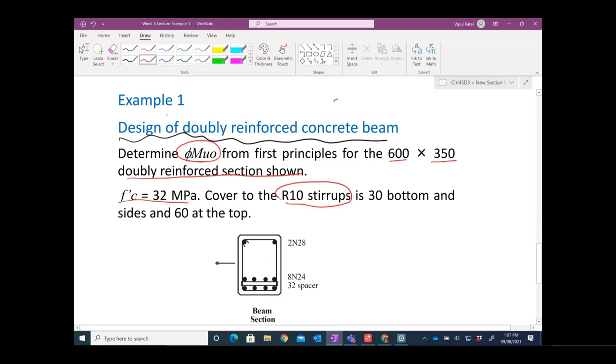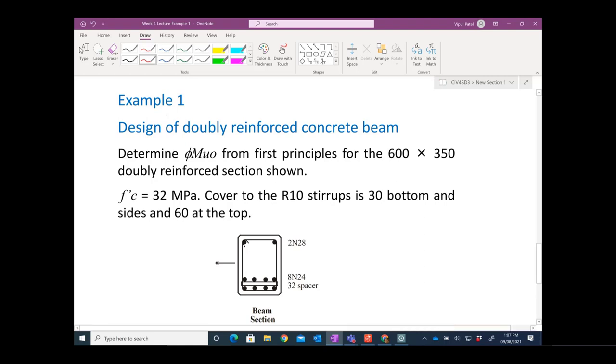There are R10 stirrups, with the stirrups sitting here, that is given. 30 millimeter cover, so from this stirrup to here is 30 millimeters, and from here to here, this cover is 60 millimeters. Now, by the way, how do we know whether this one is doubly reinforced or not? I think when I take you through the examples, they will give you more details. Let's start solving this example.